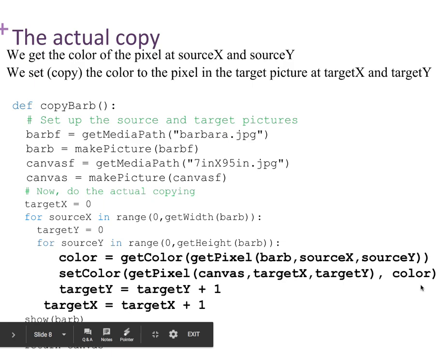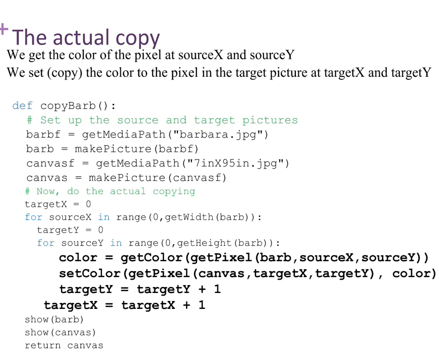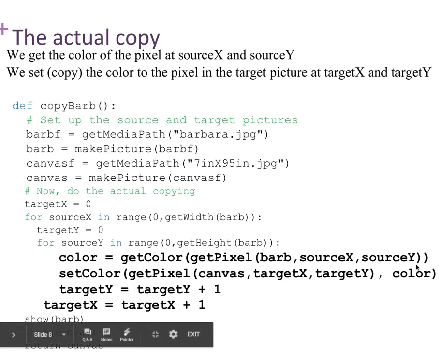So this is a lot like mirroring, except we're going from one image to another. Inside of our Y loop, we're going to have to increment the target Y, because we're looping over source X and source Y as part of our for loop. But our target X and target Y we have to increment individually, or separately. So we're just getting the color from the barb image and copying it to the canvas.